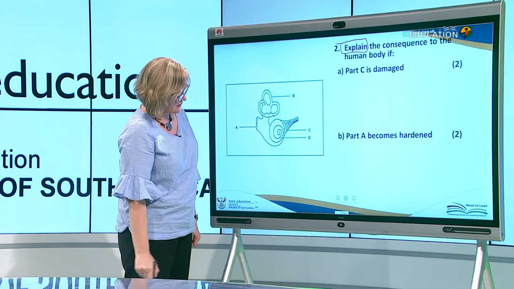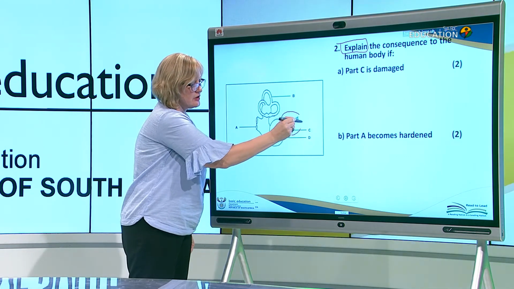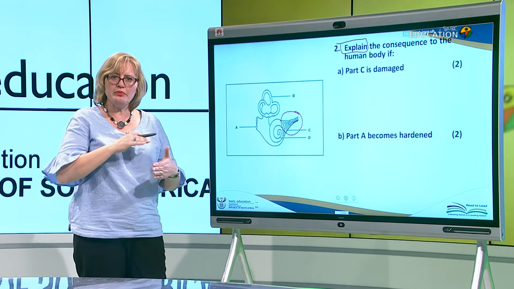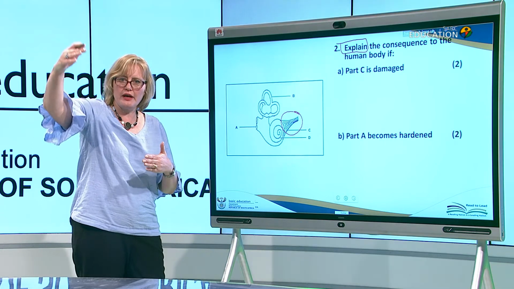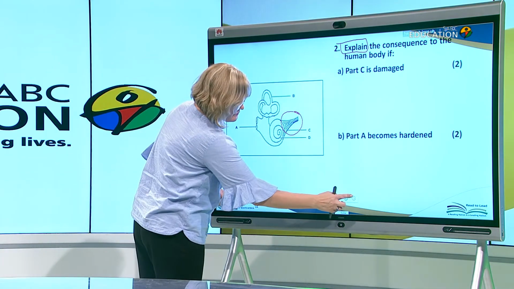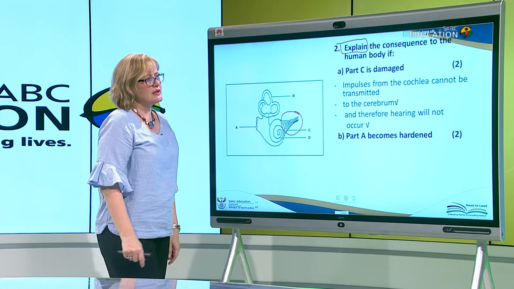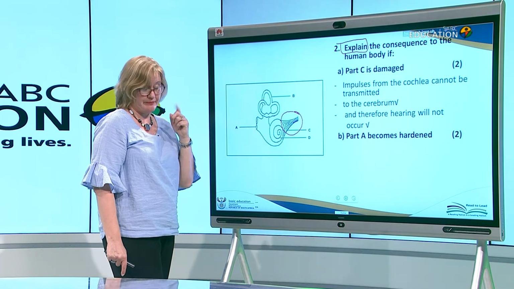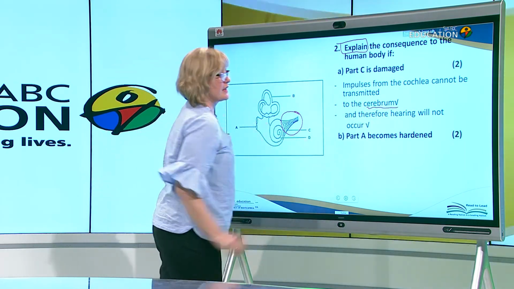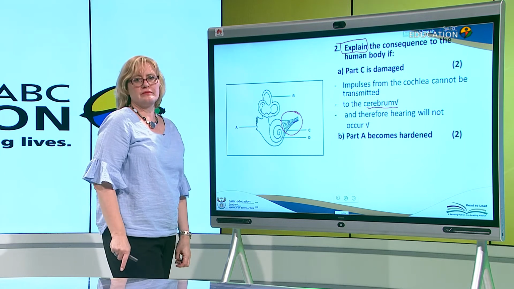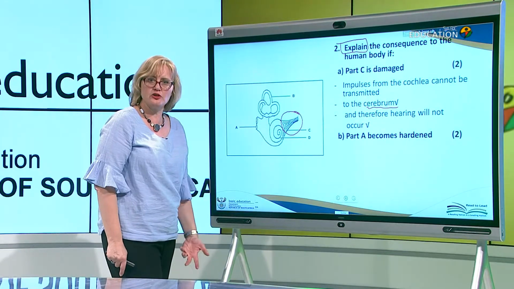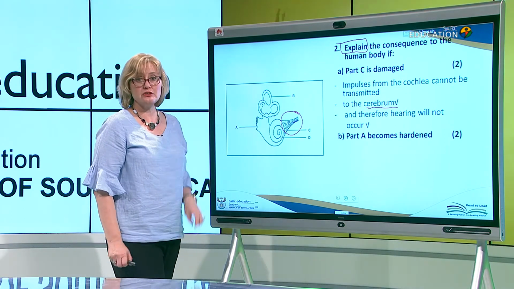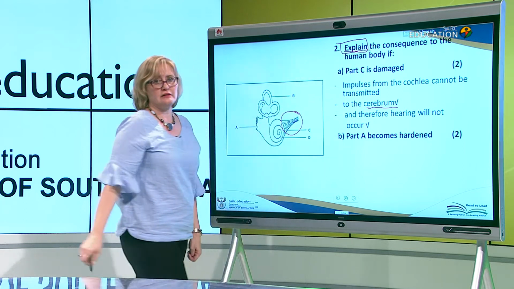So, where's part C? The auditory nerve. So if the auditory nerve is damaged, it won't be able to carry the nerve impulses to the brain, so there will be hearing loss. So impulses from the cochlea cannot be transmitted to the cerebrum. Oh, I said brain. Hey, that's wrong. Cerebrum. Cerebrum. And therefore hearing will not occur. Actually, it's so easy, you cannot believe it. Right. But that's a difficult question. The examiners see this as a difficult question because they are wanting you to explain.